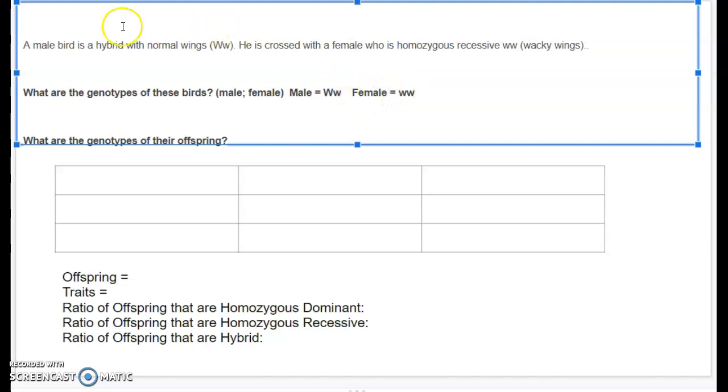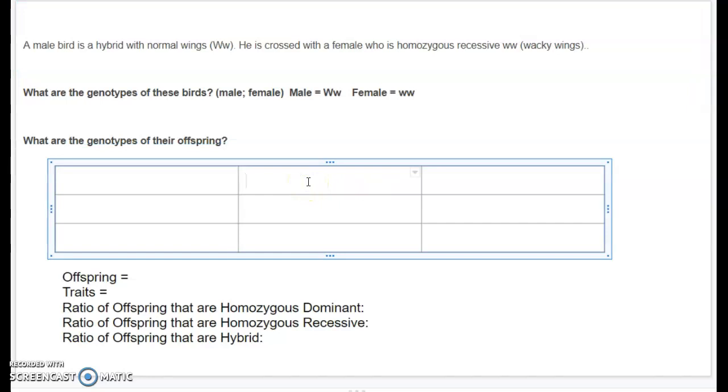this? Because this one is a hybrid, which we see here, and this one is recessive, which we see here. So now what you do is you take these letters and you're going to put them in the boxes. So we're going to put, again, the male at the top, so a big W and a little w. And then we're going to put the female, so small w and small w.